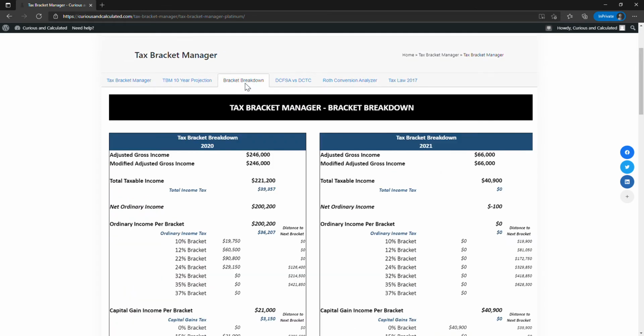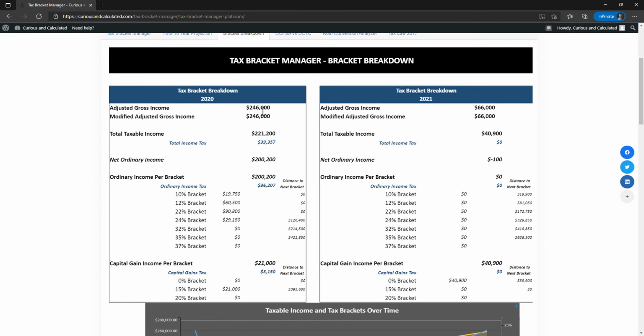Step one is I always like to look at the tax bracket breakdown just to see how last year looked versus what next year is projected to look like. And in this situation, income is very low next year. So that's one indication that a Roth conversion might make sense.